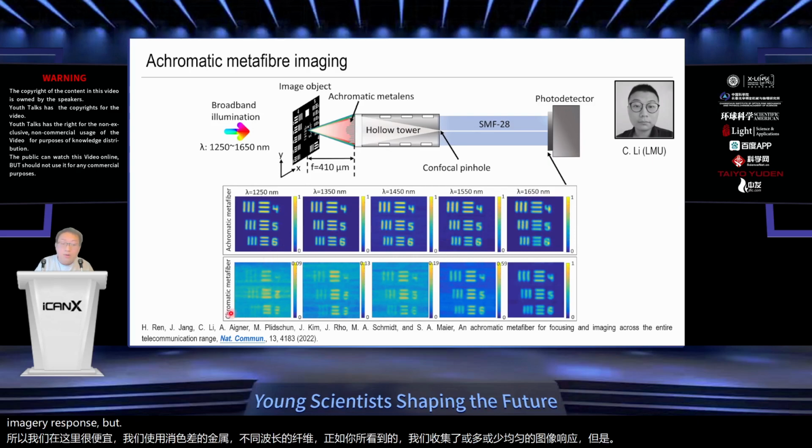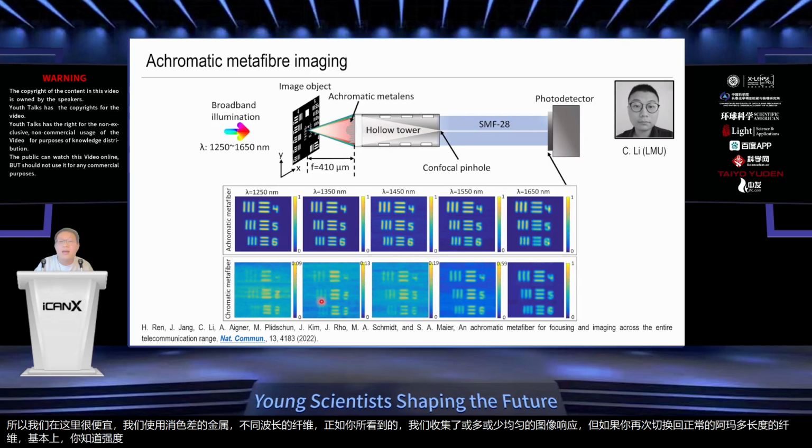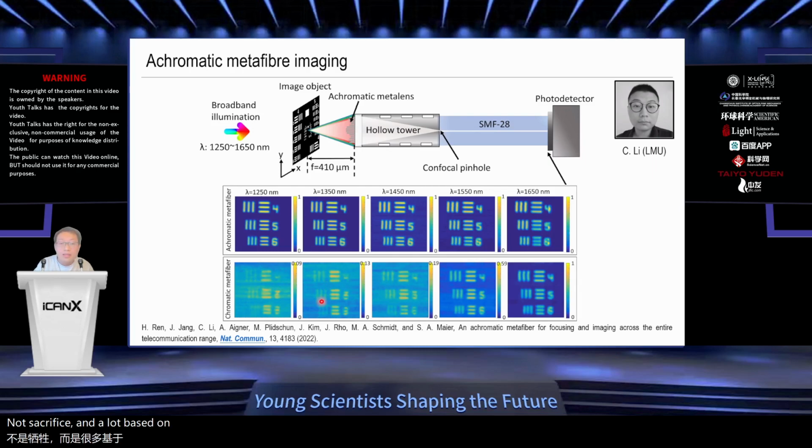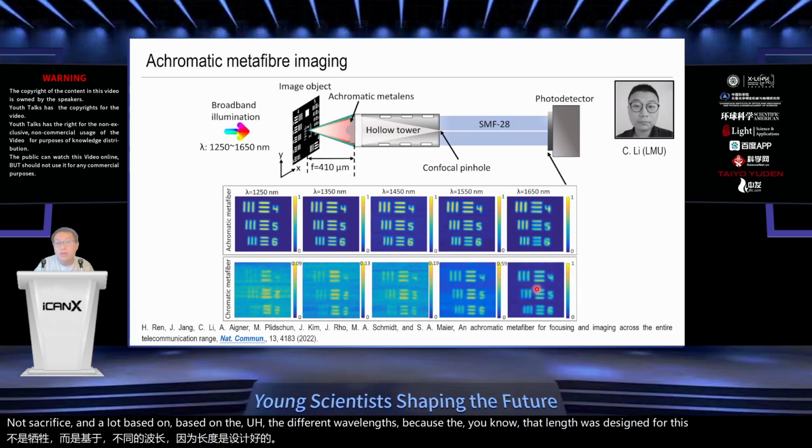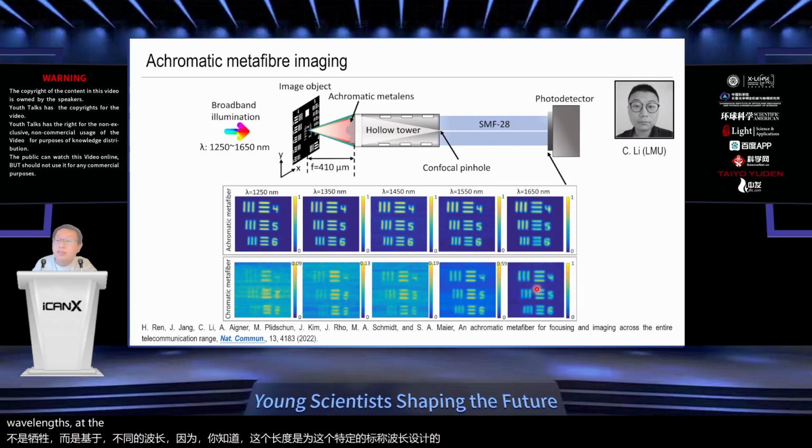But if you switch again back to the normal metal lens fiber, basically, the intensity and also the resolution are sacrificed quite a lot based on the different wavelengths, because that lens was designed for this particular nominal wavelength at 1650.